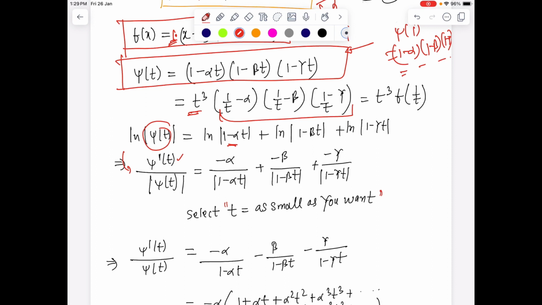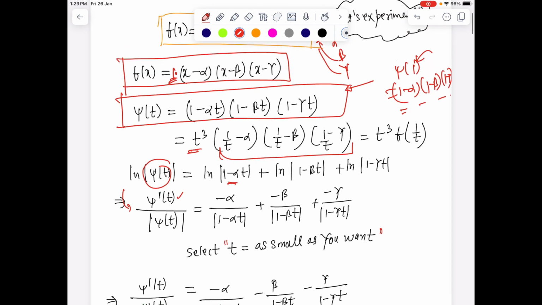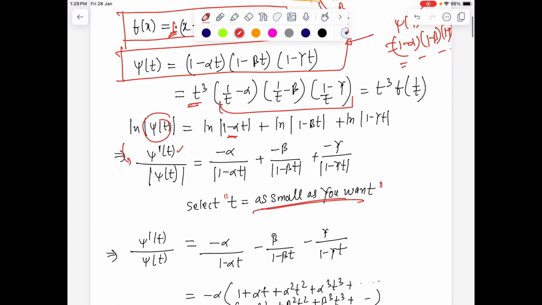Now here is a very nice game that we'll be playing. I'm free to select t whatever I wish, right? Because I've defined psi(t) as this, valid for t equal to 10, 100, 1 by 10, 10 to the power minus 10, or whatever. Intentionally and smartly, I'm selecting t as small as we want. So why am I doing so? Because if I select t as small as I want, then definitely the magnitude of alpha t, in 1 by 1 minus alpha t, I can always make less than 1.